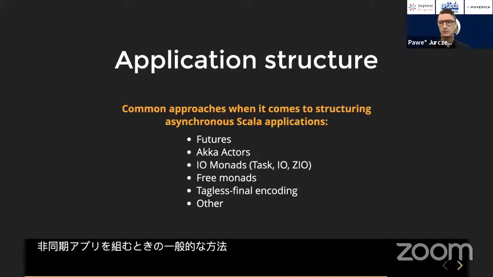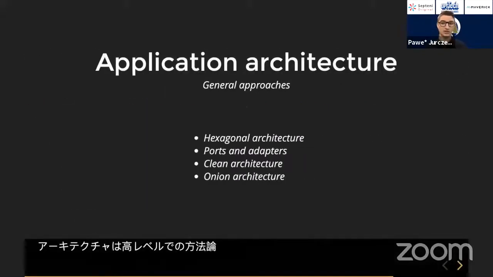Now I would like to compare those ways of structuring your asynchronous Scala application to modern application architectures that we have in software development. So how does the list compare to modern application architectures? What application architectures do we have nowadays? We have a couple of them. We have things like hexagonal architecture, we have ports and adapters, we have clean architecture, we have onion architecture, and possibly others as well. We will not compare them, we will not go into details about them, because the idea behind them is exactly the same. They differ only in implementation details.